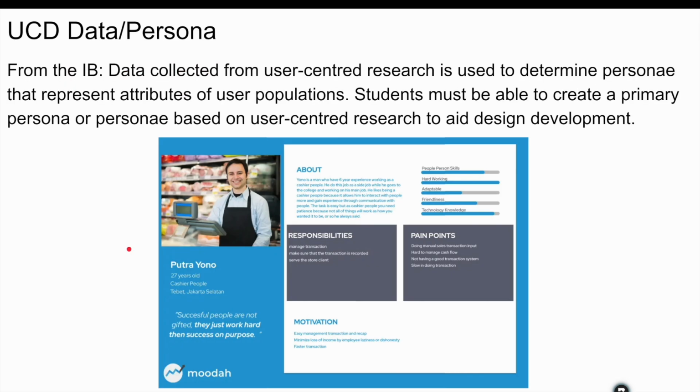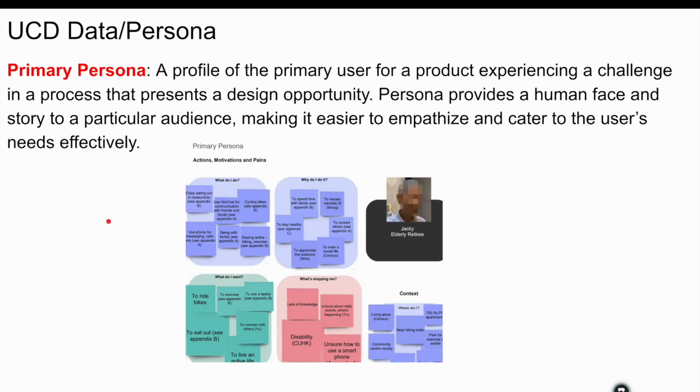Data is then collected from user-centered research and used to determine a persona that presents attributes of the user populations. Students must be able to create a primary persona or a persona based on user-centered research to aid design development. A primary persona is a profile of a primary user for a product experiencing a challenge in a process that presents a design opportunity. Persona provides a human face and a story to a particular audience, making it easier to empathize and cater to the user's needs effectively.